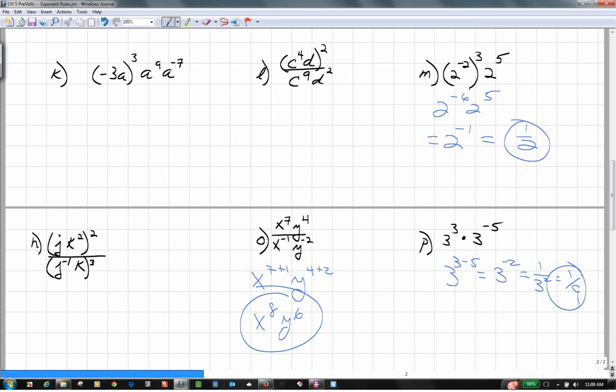Looking at this one, letter H, I would have j squared k to the 4th. My denominator, now I'd multiply the 3 in, j to negative 3 k cubed. So let's subtract the exponents for the j, the largest one's in the numerator. That would be j to the 2 minus a negative 3, k to the 4 minus 3.